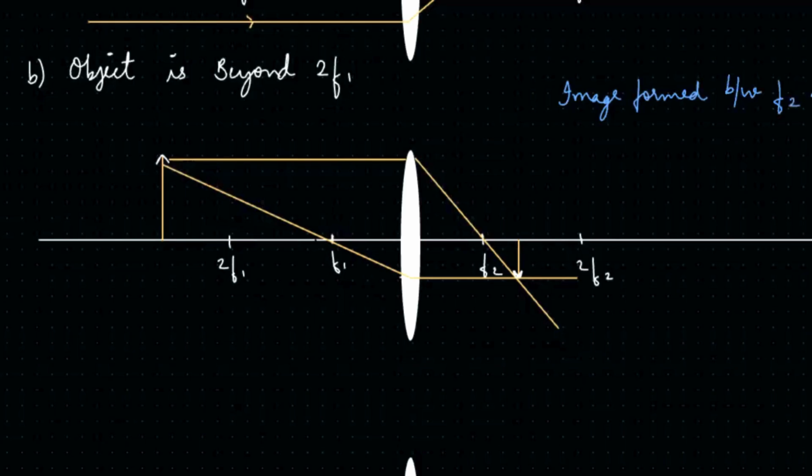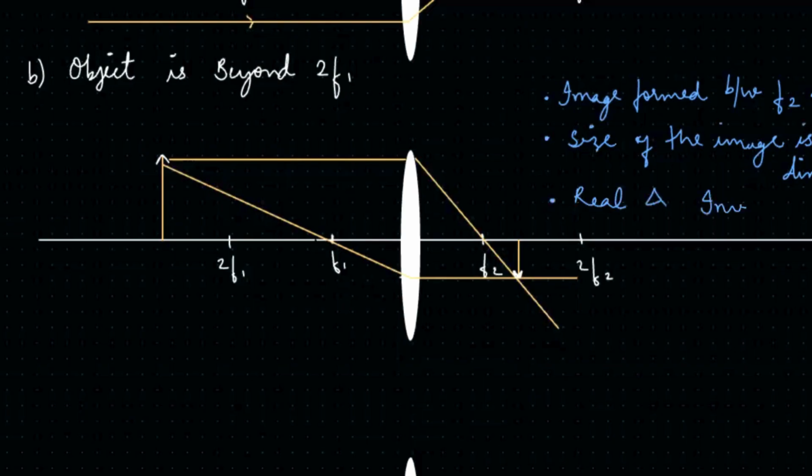Next, size of the image is diminished, and last one, again you can see that image is real and inverted. So this was the second ray diagram.